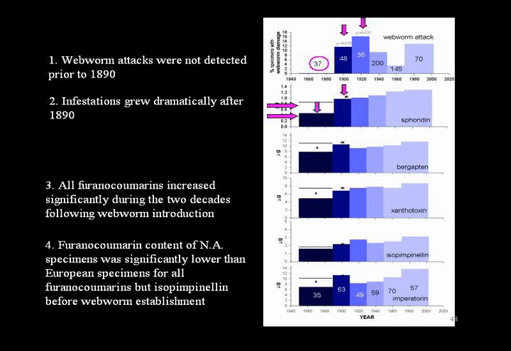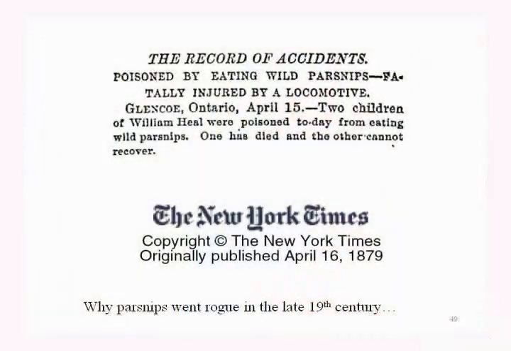And so did the furanocoumarins. Every furanocoumarin, except for isopimpinellin, significantly increased after webworm introduction. And in fact, prior to introduction, the furanocoumarin content of North American parsnips was lower than that of European parsnips. So what we saw when parsnips were growing without webworms, they were not producing as many furanocoumarins as did European plants that had constantly maintained an association with webworms. Hard to interpret this as other than a response to webworms.